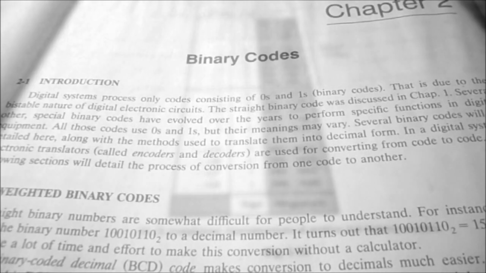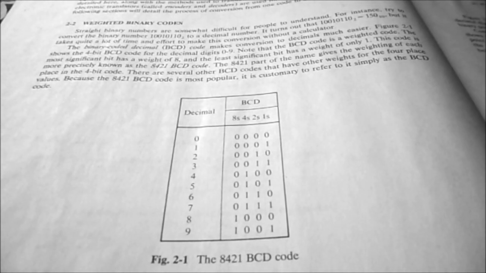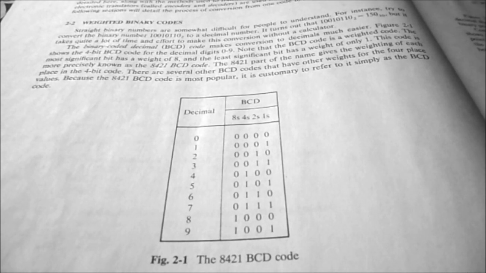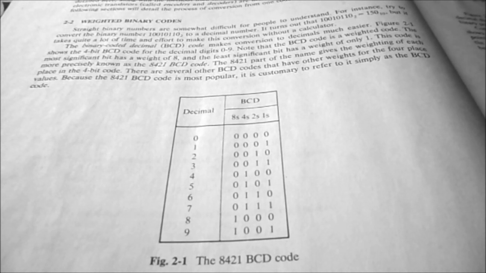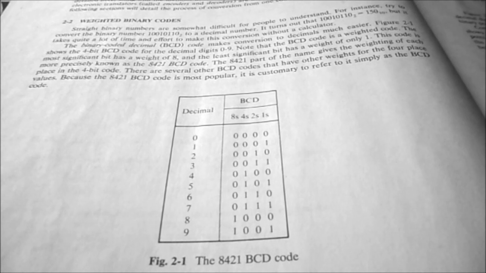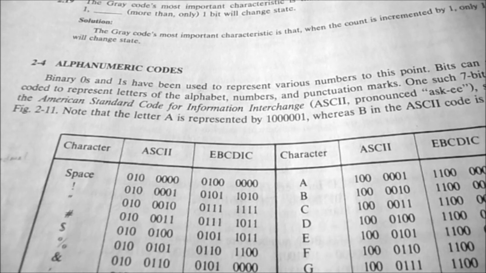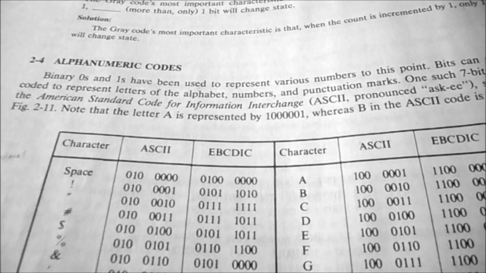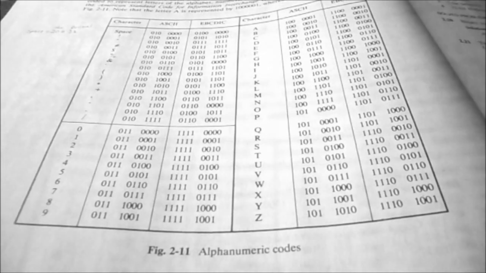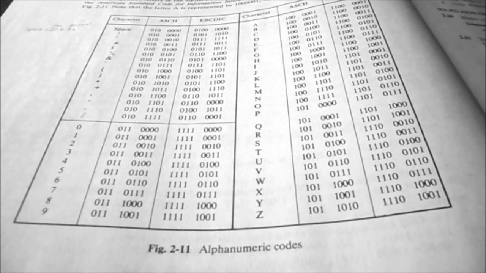Moving on to chapter 2, 2-1 gives you an introduction to binary codes. Section 2-2 talks about weighted binary codes, and in this case you can see in figure 2-1 they talk about the 8421 BCD code. And finally, section 2-4 talks about alphanumeric codes. In this case, we're interested in the ASCII code. And figure 2-11 gives us alphanumeric codes in a table.